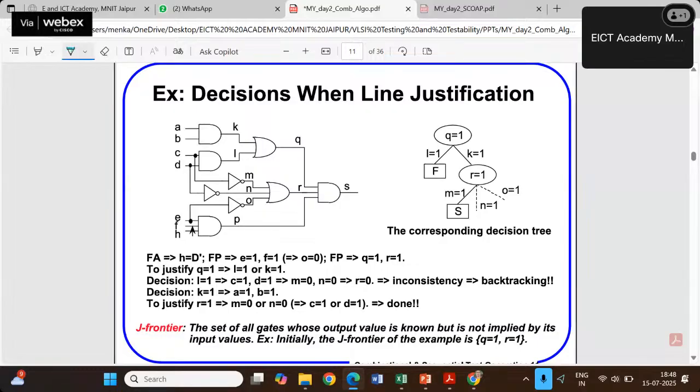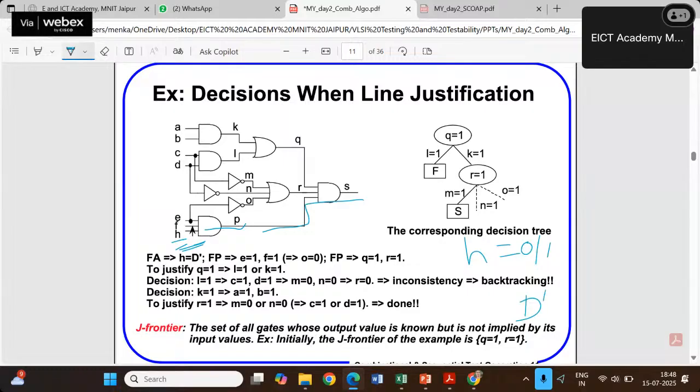In this, the fault is stuck at 1 at H. I have to activate this fault and then I have to propagate. Propagating this fault, there is only one path. This is the path. Activation also requires E, F and H. First of all, this is stuck at 1. So it means I have to put H equal to 0. So H is equal to 0, and it was stuck at 1, so I can write H as D dash.